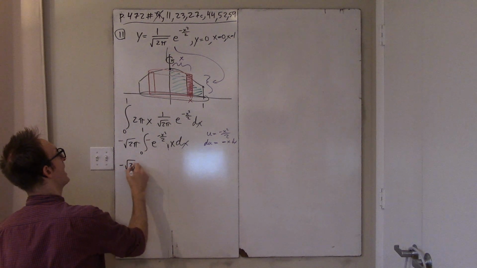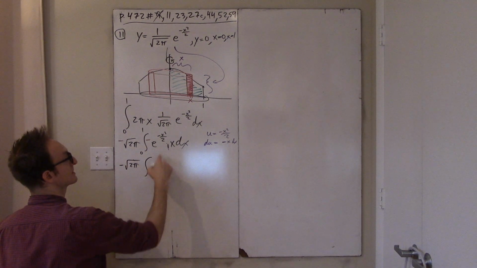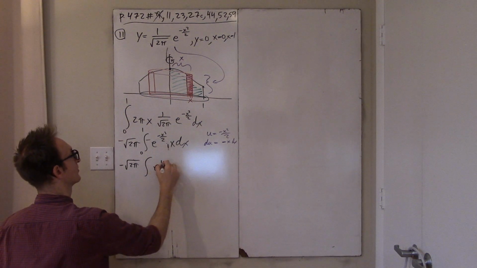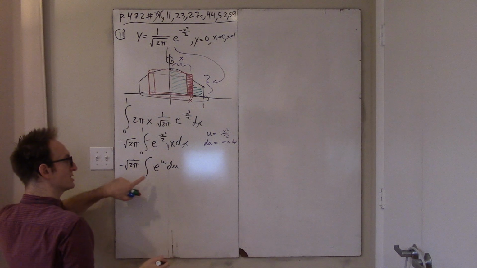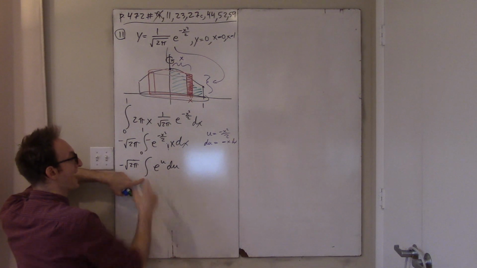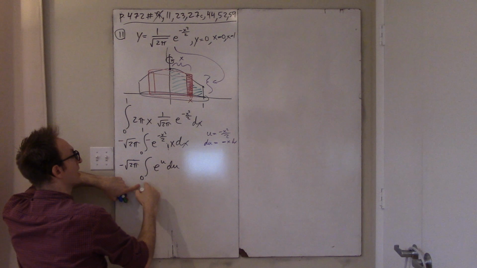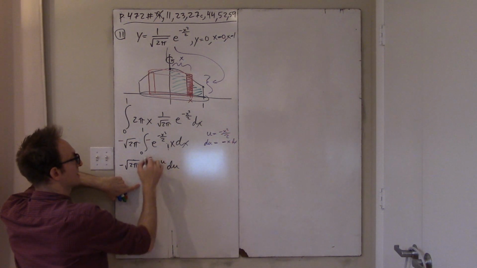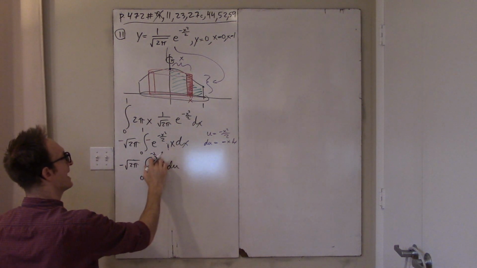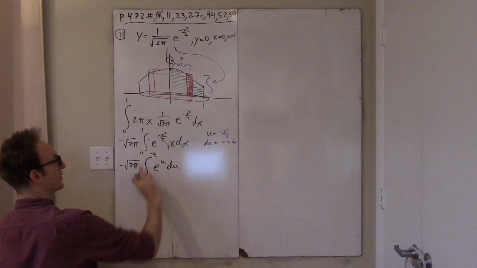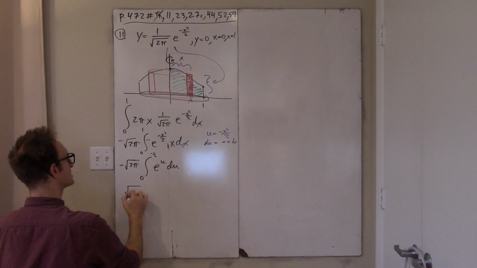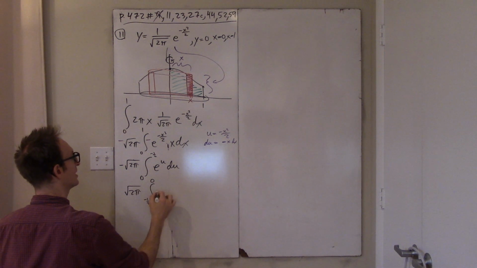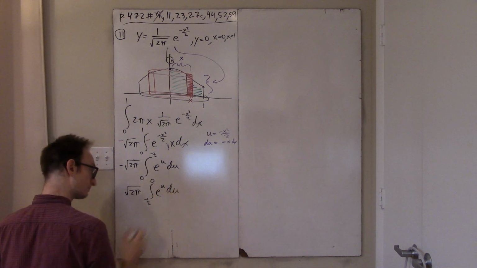So I get root 2 pi, and now negative x dx is du, and this is just e to the u du. But I have to change my limits of integration. When x is 0, u is 0, but when x is 1, u is negative 1/2. Now these are backwards, so I pull out a negative and flip them back again, so this becomes root 2 pi integral from negative 1/2 to 0 of e to the u du.